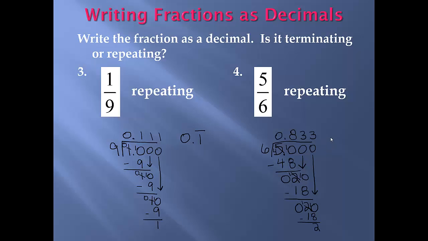We would write this as 0.83, and then we put our line above our 3 because our 3 repeats. The 8 does not repeat in this problem, so we do not want to put the line above the 8, just above the 3, because the 3 is what repeats.